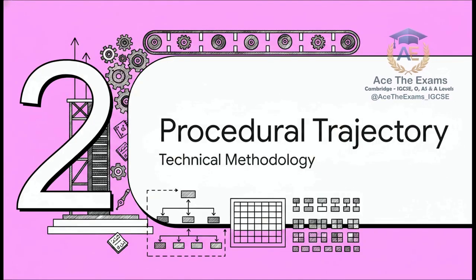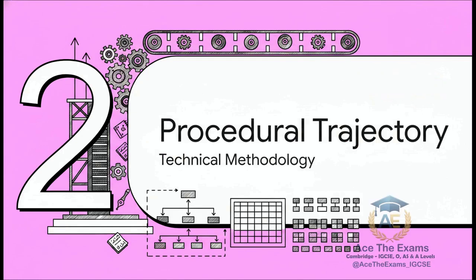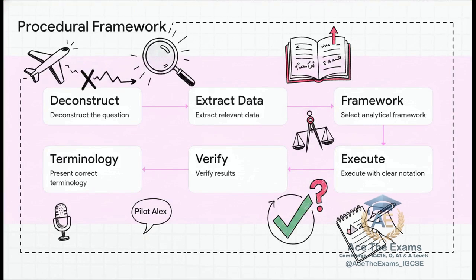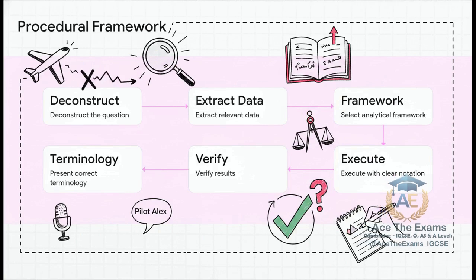Moving on to Phase 2, the procedural trajectory. We need to calibrate the launch track. To prevent system failure, examiners require you to follow a standardized, rigid procedural framework. It is a non-negotiable 6-step protocol. Think of it as your pre-launch checklist. Step 1, deconstruct the question. If your coordinates are wrong here, you're flying in the wrong direction.